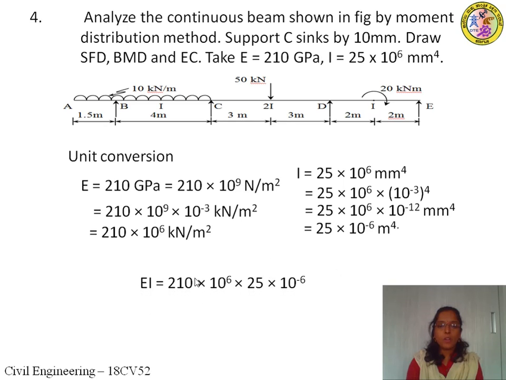Let us take the product of E and I. E is 210 into 10 power 6 and I is 25 into 10 power minus 6. So that will be equal to 5250 kilonewton meter square. E is in kilonewton per meter square and I is in meters raised to 4, so the product EI will be in kilonewton meter square. So the unit of EI is kilonewton meter square, and the value is 5250 kilonewton meter square. We are going to use this value while calculating the fixed end moments.